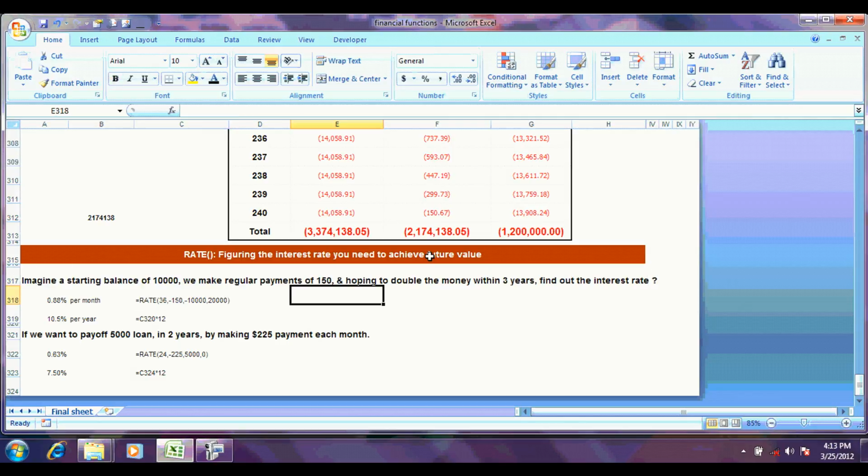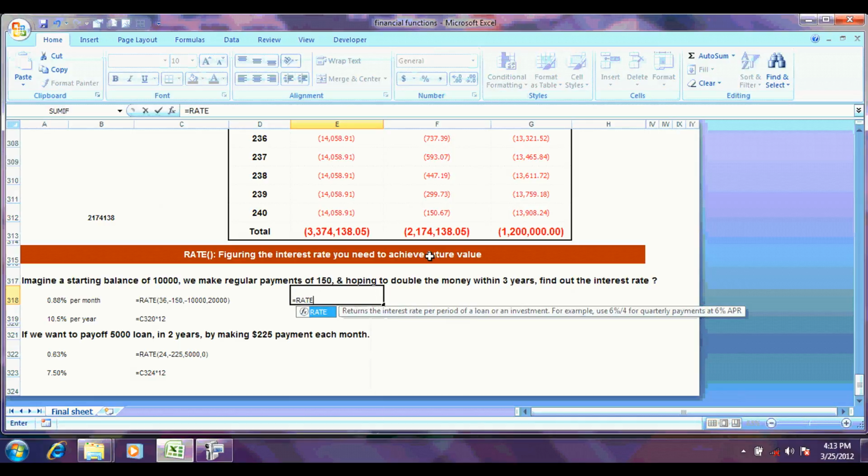Now we'll use the rate function, equal to rate. NPER is the period. So double the money in 3 years, so period is 36 months, that is 12 into 3. PMT is 150, so minus 150. Starting balance of 10,000 means we will be investing these 10,000 rupees, so minus 10,000, and future value we are assuming it should be double, so it should be 20,000 rupees.